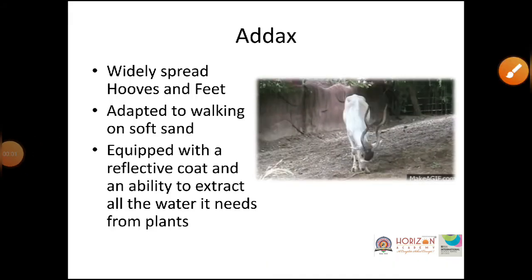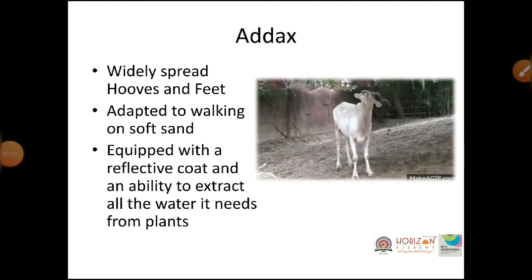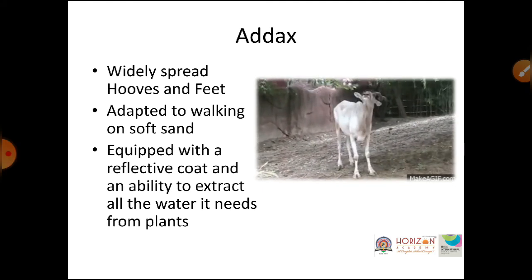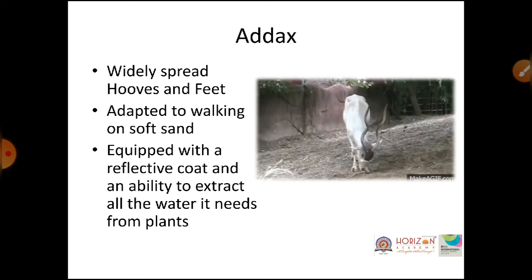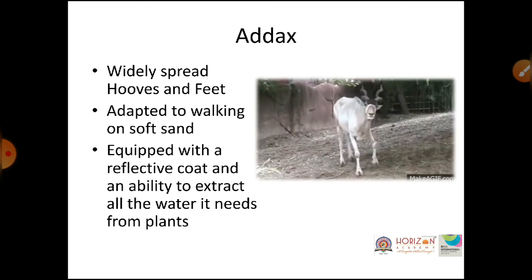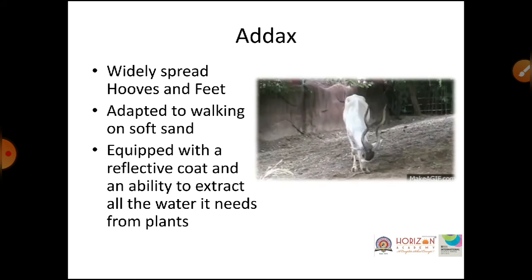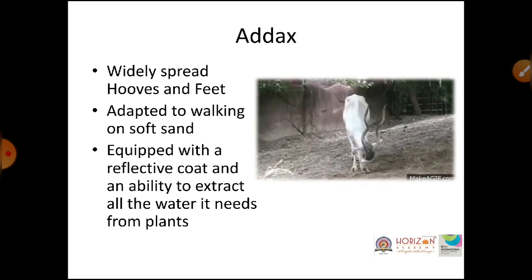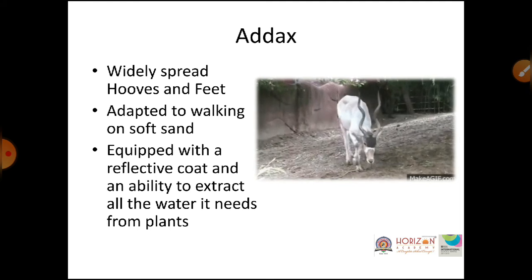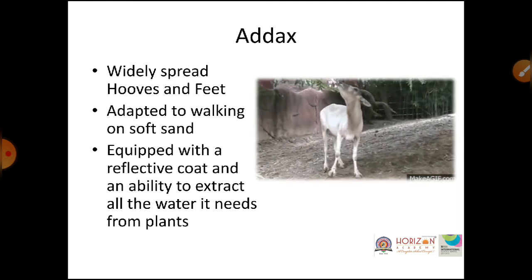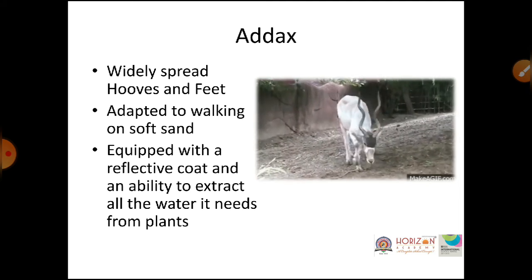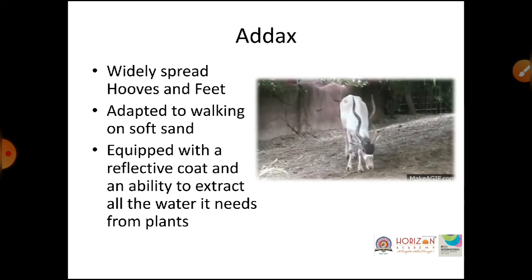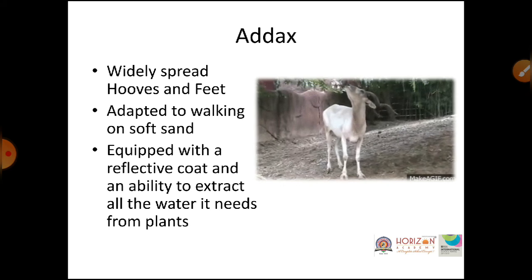So students, let us see some information about the desert animals. The animal which you can see in the image is Addax. This animal has widely spread hooves and feet adapted to walking on soft sand. It is also equipped with a highly reflective coat and an ability to extract all the water it needs from plants. Both females and males have long spiral horns that typically are 30 to 43 inches, that is 76 to 109 centimeter in length. The horns have 1.5 to 3 spiral twists according to the Animal Diversity Web.